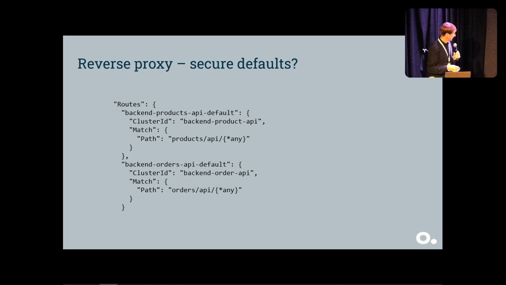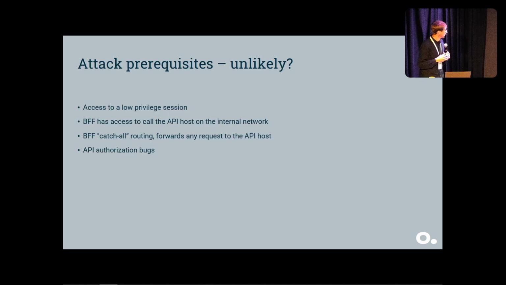And then we have this catch-all routing, and that's just a common default. So there's a pretty good chance that that's in place as well. And finally, we have the authorization bugs in the APIs, which also is likely. So it might seem that a lot of things should be in place for this attack to succeed, but in reality, it's not that unlikely, and it's definitely a risk that you should consider. And so how could we mitigate all this?